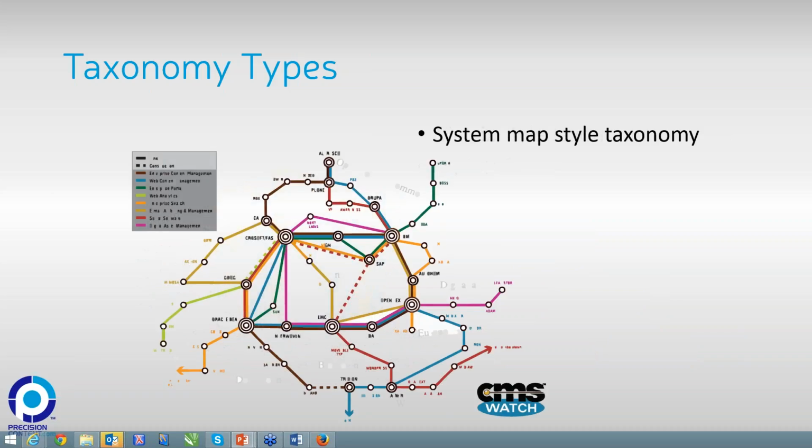And probably one of the more obscure but still classified as a taxonomy type is your system map style taxonomy. So here, for instance, I have a system map. It is a metaphor of a subway system representing different types of CMS systems and vendors and how they relate to each other. But we could just as easily be looking at a map of the human body or human anatomy, showing the different parts and relationships and classifications of the different types of organs or tissues or muscle groups within the human body as a form of taxonomy. So those are all descriptive metadata.